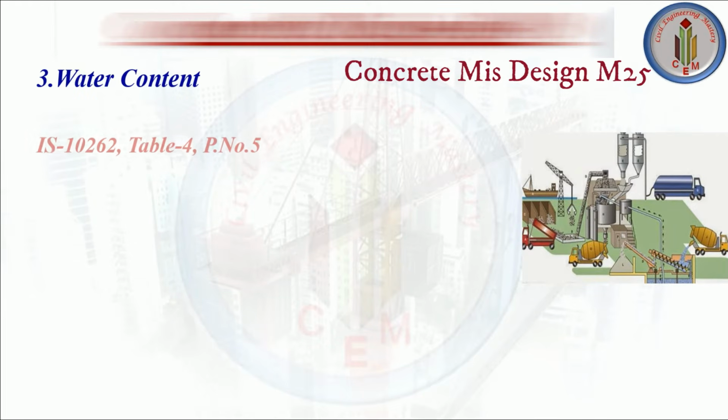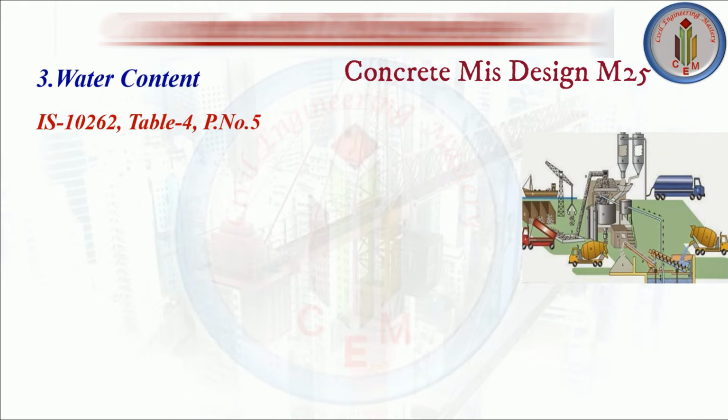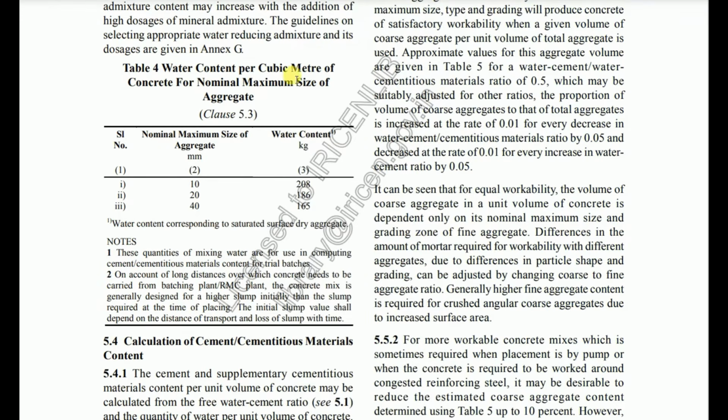Next one is water content. As per IS-10262 table 4, we need to find out the water content. Water content per cubic meter of concrete for nominal maximum size of aggregate. So aggregate size is given here 10 mm, 20 mm and 40 mm. Water content is given in kg. For 20 mm aggregate, the water content is 186 kg. So this value we need to consider for the calculation of water content.